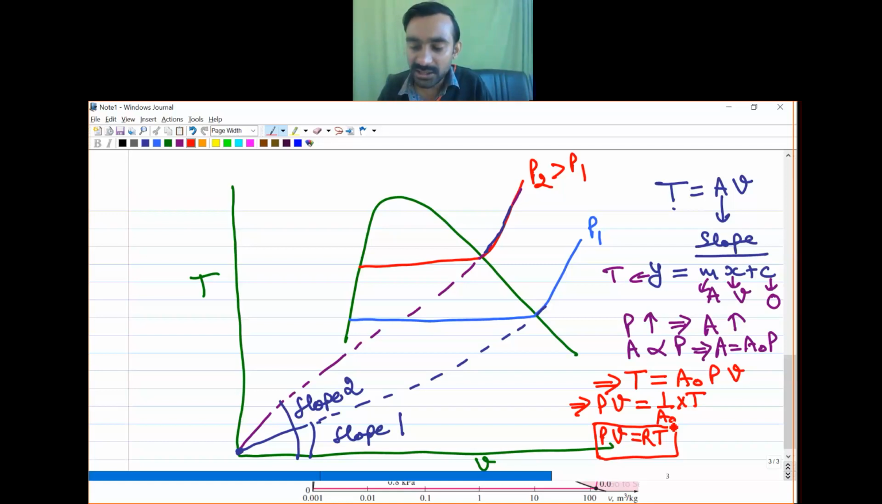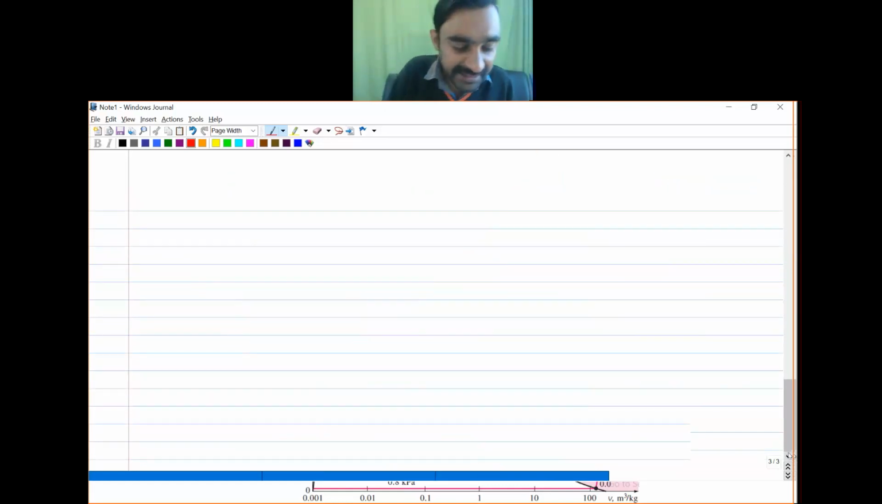So ultimately we are finding a relationship between pressure, volume and temperature, and that relationship is becoming identical to that of the ideal gas equation. Okay, so our water also in the superheated zone behaves like an ideal gas under certain conditions of low pressure and high temperature. Okay, so now let me once again explain the same concept with the help of a PT diagram also.